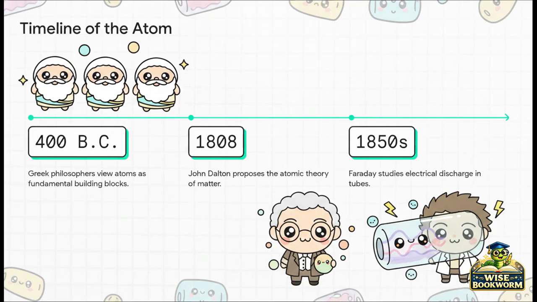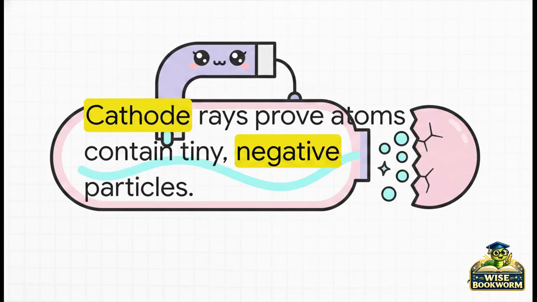But then, in the 1850s, scientists like Michael Faraday started messing around with electricity inside partially evacuated glass tubes. They were just trying to unlock the secrets of electricity, but they accidentally found the key to the atom instead. By shooting high voltage through these glass tubes, they generated these mysterious glowing streams they called cathode rays.